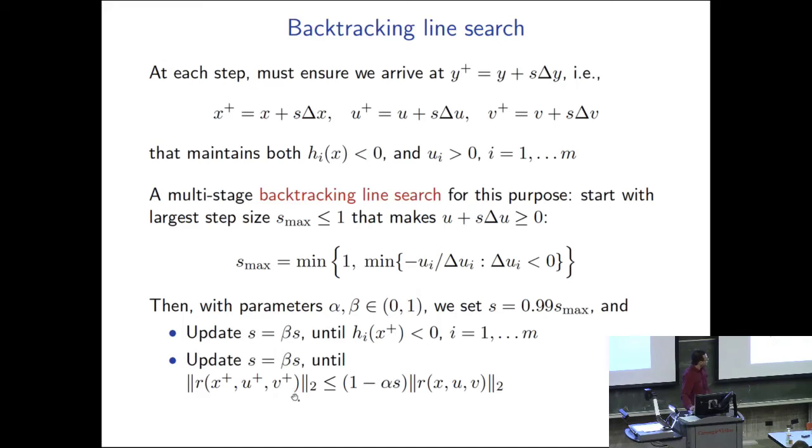And this is optional, but it's done in order. So this is all we really needed to do. Make sure the h's were negative. Make sure the u's were positive. So that's the backtracking strategy, in some sense, has accomplished its goal.